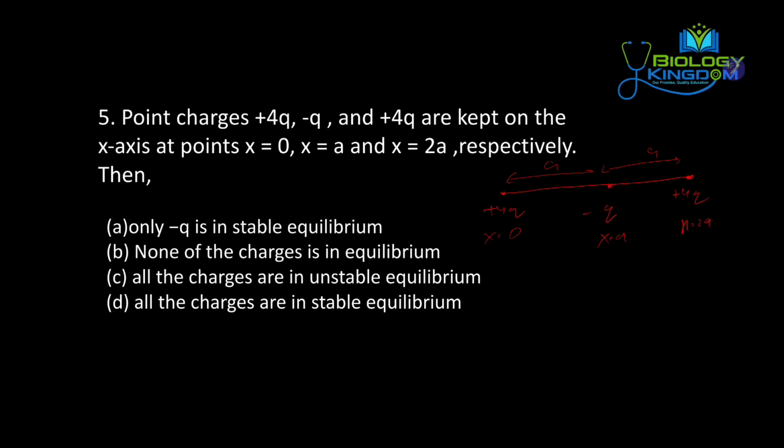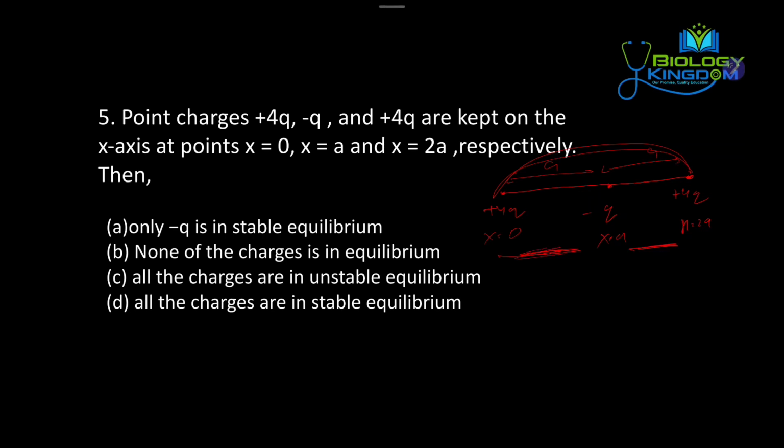Now what it is asking, these conditions are respectively: first, only minus q is in stable position; none of these charges are in equilibrium; all the charges are in unstable equilibrium; all the charges are in equilibrium. So first we have to find the equilibrium of these charges. How can we find it? We'll use the condition again. First we'll find the force between these two charges, then these two charges, then these two charges. Then we net this out.